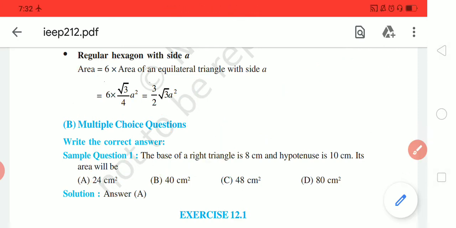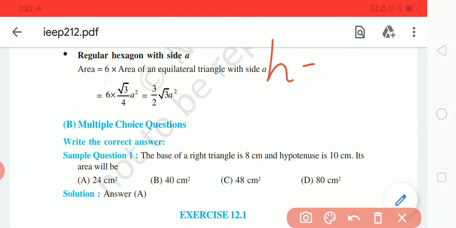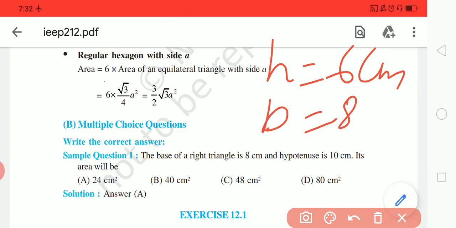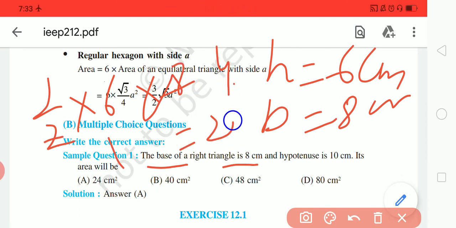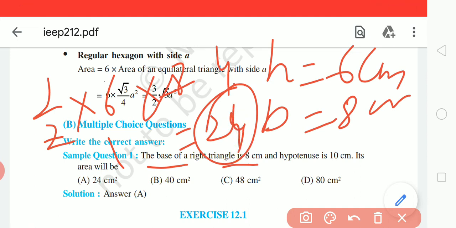Now you got the height. So height is 6 centimeter, right? And the base you have here is 8 centimeter. So what will be the area of the triangle? That is 1 by 2 into height into base. So solve it. 2 1s are 2, 2 4s are 8, 6 4s are 24 centimeter square. So let us check which option is showing you 24 centimeter square. It is option A, right?